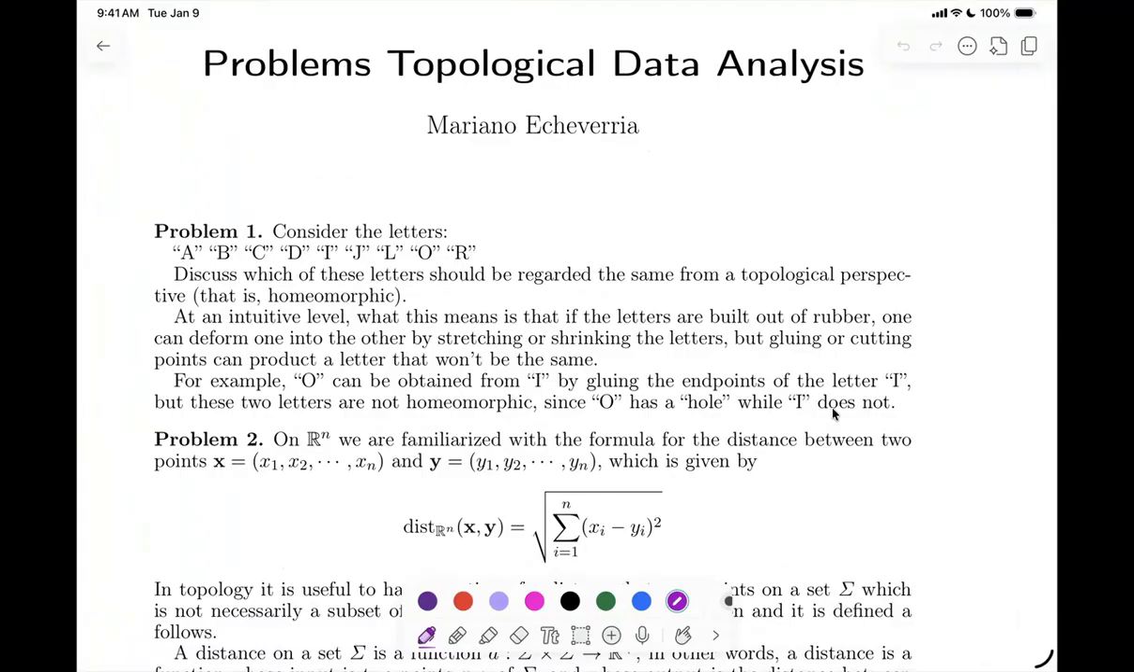So the first one, okay, it's more to see what sort of intuitive sense of topology you have. So if you have those letters in the alphabet, again, if you think about them as being made out of rubber, the idea is that the shapes are considered the same from a topologist's perspective if you can deform one into the other. But as I explained there, the rules of the game don't allow you to do certain things.